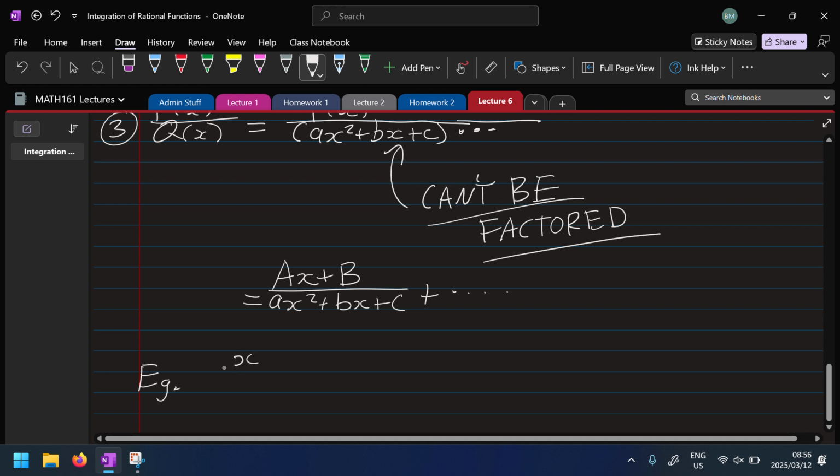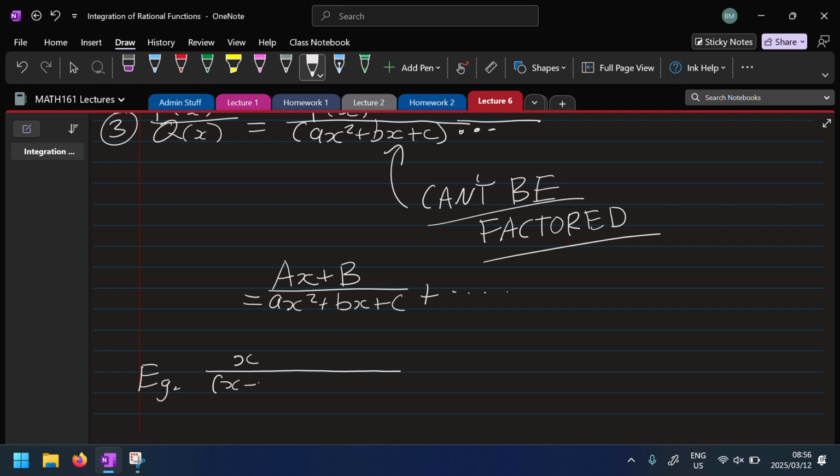Okay, so let's say we have x over x minus 2, x squared plus 1, and x squared plus 4. Let's see what we've got, and we'll see what cases need to be used. The first term, x minus 2, is the linear one, so that's case 1. X squared plus 1 is quadratic. We can't factor it, so that's case 3. X squared plus 4 is quadratic. We can't factor it, so that's case 3. So we're going to split it up into a case 1 term, case 3 term, and another case 3 term.